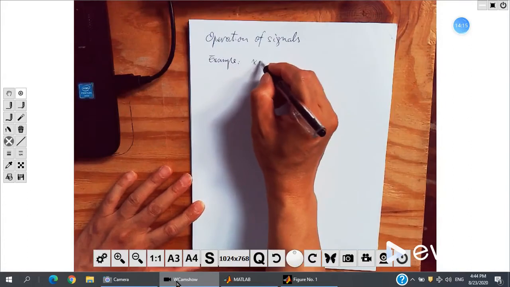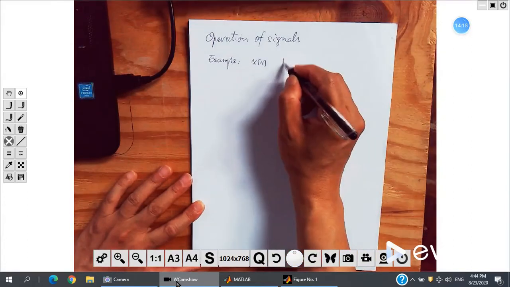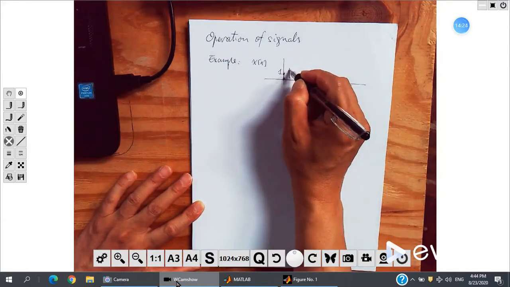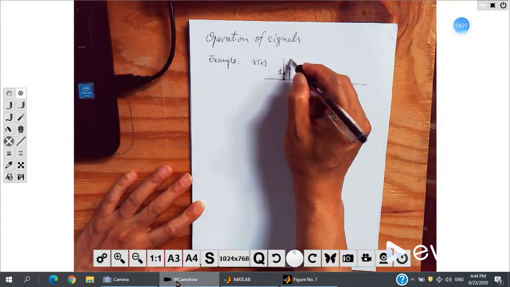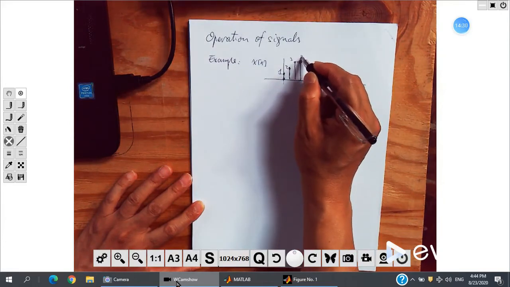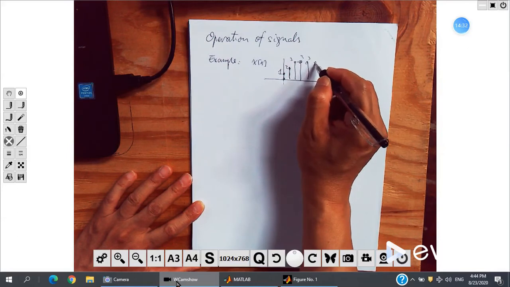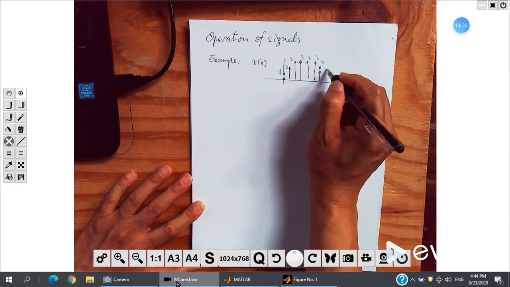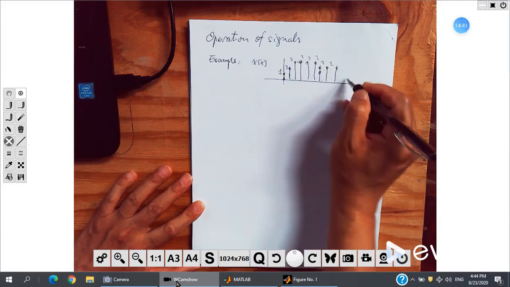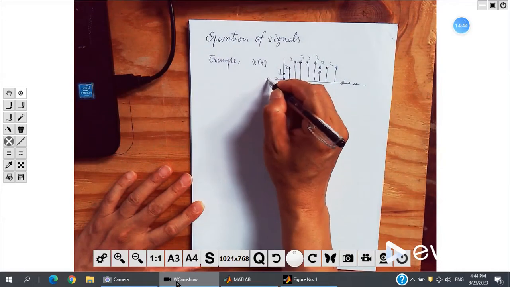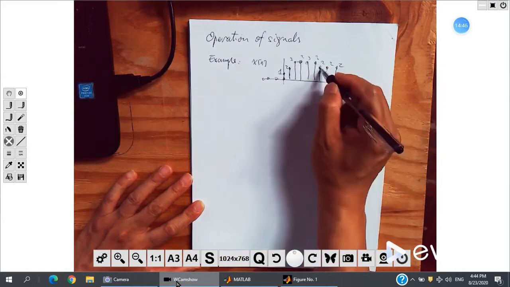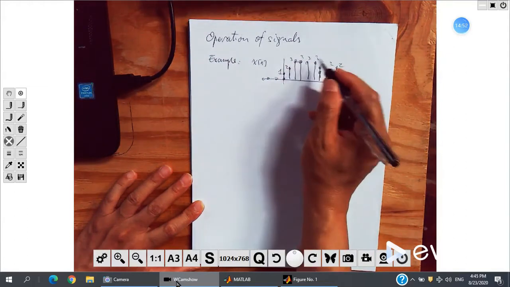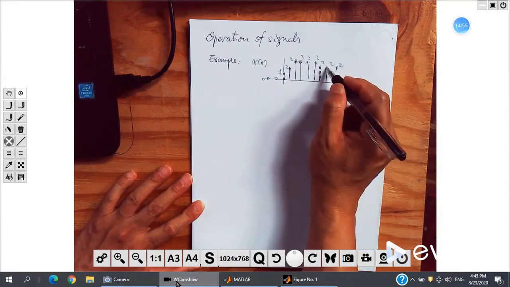Suppose x of n looks like this. It's 1, 2, 3, then 3, 3, 3, and 2, 2, 2, then 0, and here is also 0. Okay, like this. So the values we have: the first is 1, second is 2, then 3, 4 of them are 3, 3 of them are 2, then 0.